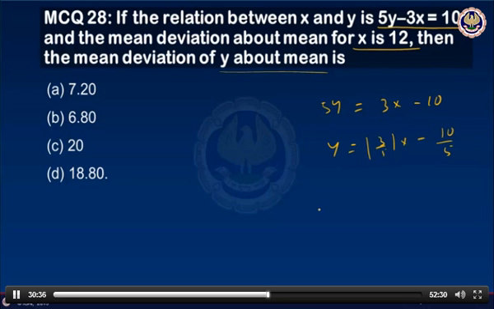Now we want to find the mean deviation about y. Y in terms of x is 3 by 5 into 12. So 3 by 5 is 0.6, and 0.6 into 12 is 7.2. So 7.20 is option A. So option A is the correct one.